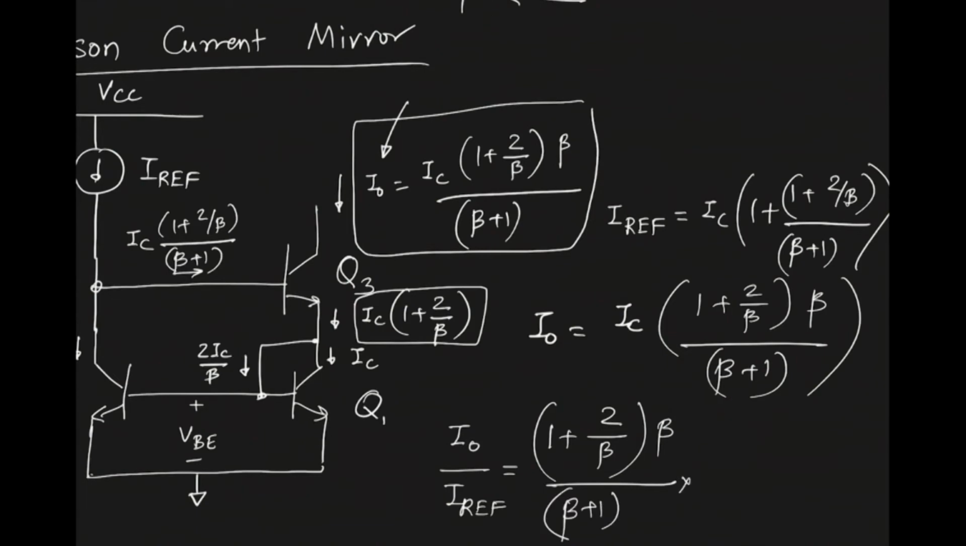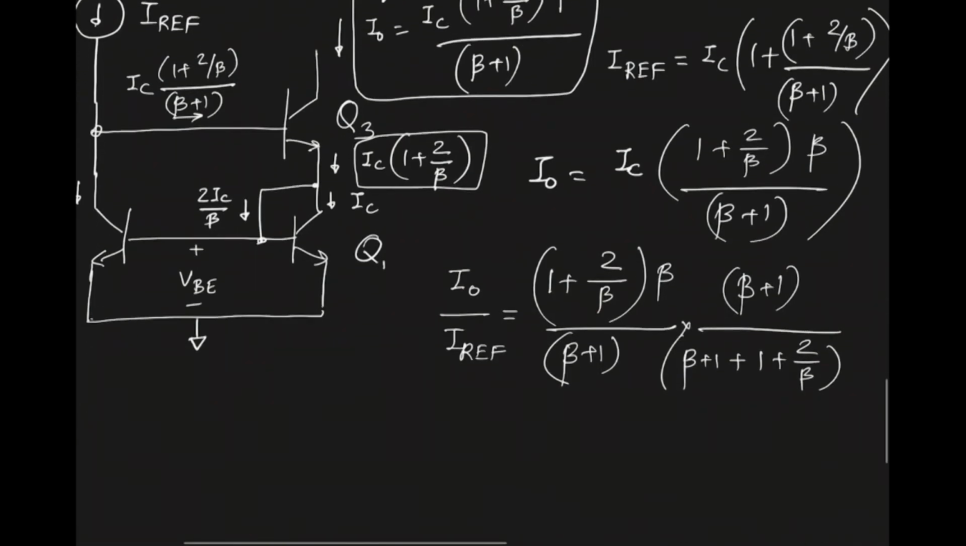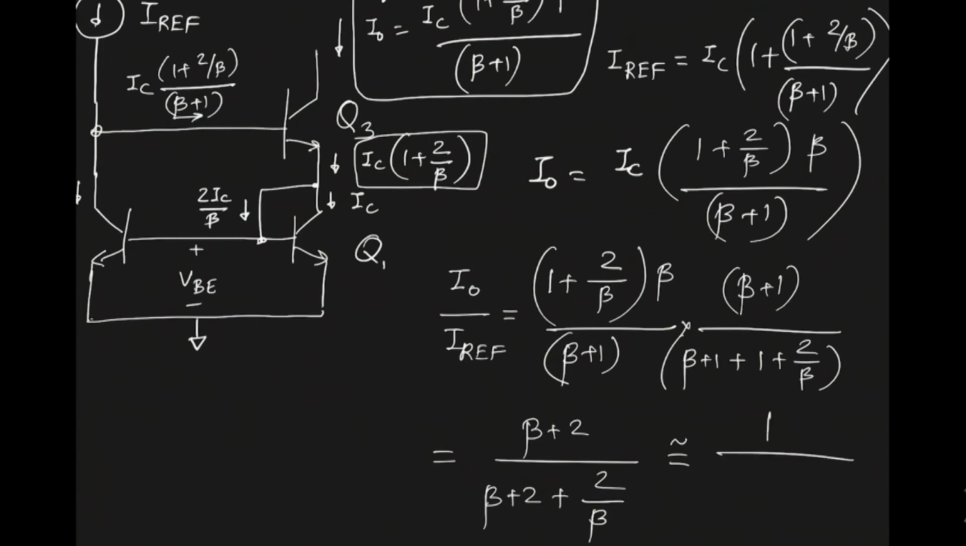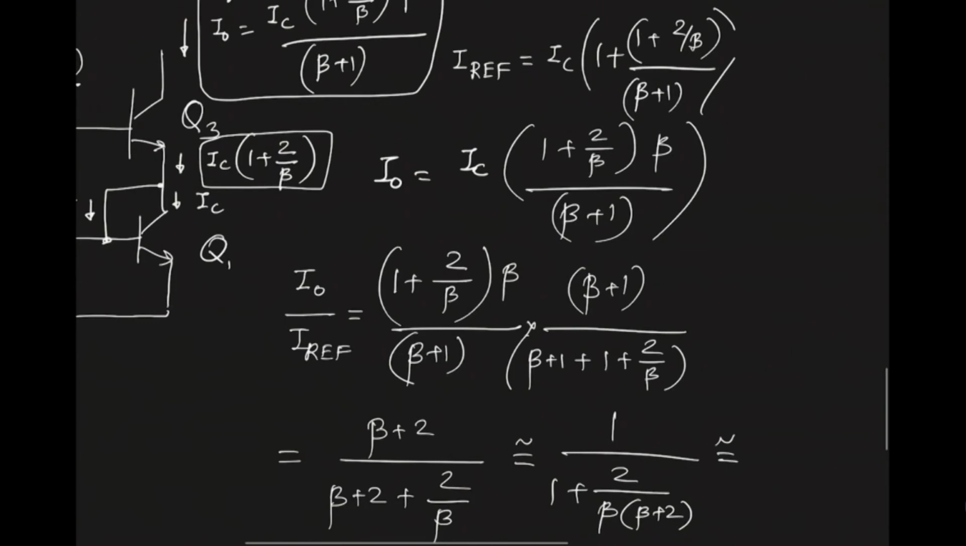All right, and then multiply this by beta plus 1 and divide by beta plus 1 plus 1 plus 2 divided by beta. This is just algebra based on these two relationships, and I would like you to go through it yourself, and you can convince yourself that this is going to look like beta plus 2 divided by beta plus 2 plus 2 divided by beta, and this we can further approximate as 1 divided by 1 plus 2 divided by beta and beta plus 2, something like that. And this you can further approximate as 1 divided by 1 plus 2 divided by beta square.